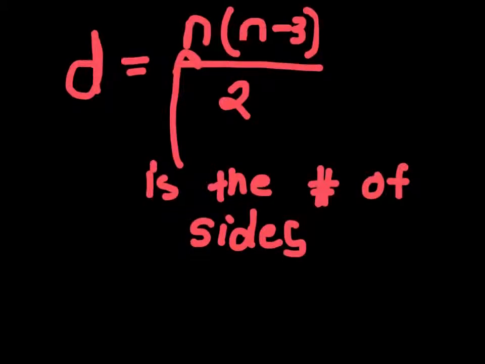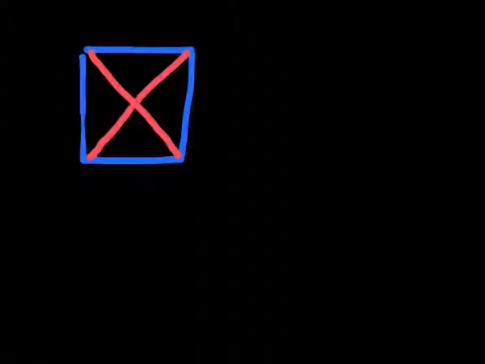So let's take an example. Let's say we have a square. We want to count the number of diagonals in the total shape. So we know that there are 2. But what if we have a more complex shape? Well, we can use this formula to help us out.